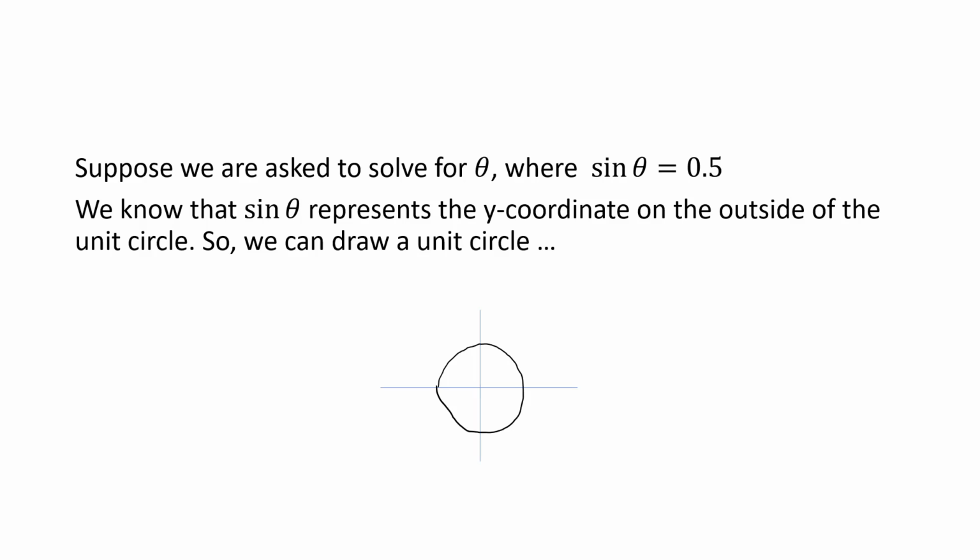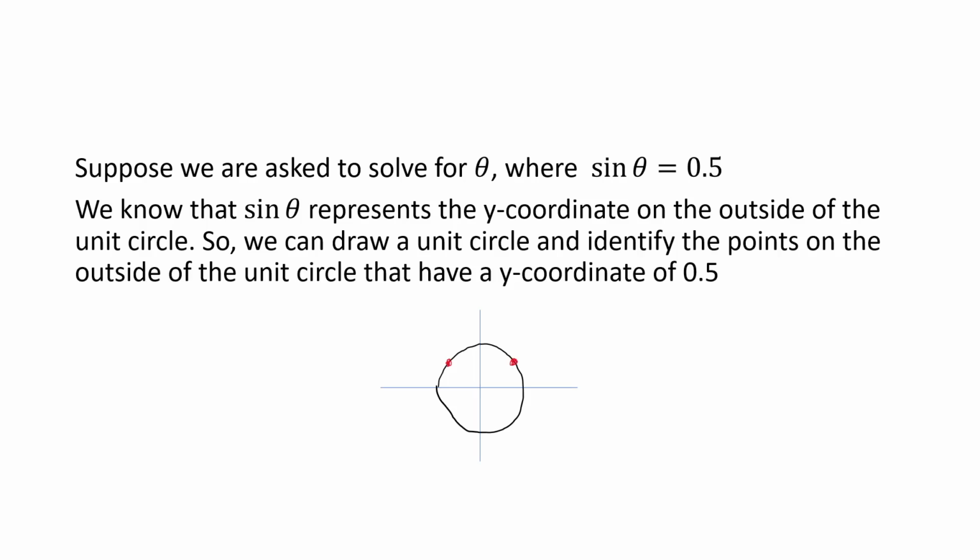We know that sine theta represents the y-coordinate on the outside of the unit circle, so we can draw a unit circle. That's a poorly drawn circle, but you get the idea. And then we can identify the points on the outside of the circle that have a y-coordinate of 0.5. If that's a little unclear to you, here's what we're saying.